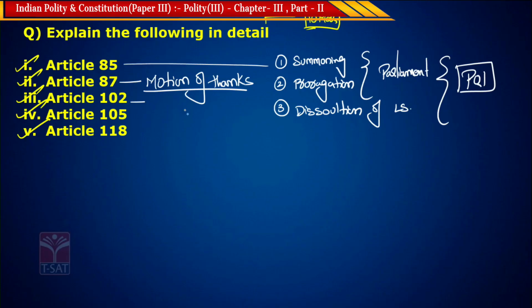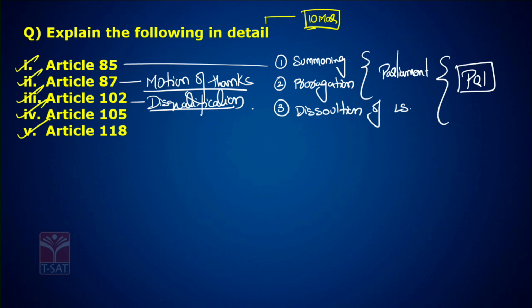What is Article 102? Article 102 talks about disqualification of members. According to Article 102 of the Constitution, members can be disqualified for the following reasons. 1. When he loses his Indian citizenship. 2. When he is holding an office of profit. 3. When he is of unsound mind. 4. When he is under the anti-defection law. And 5. Any other disqualifications mentioned in the law made by the Parliament.